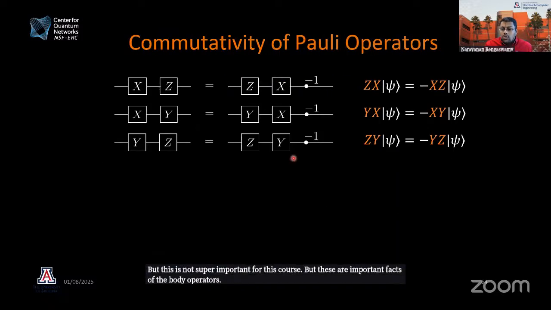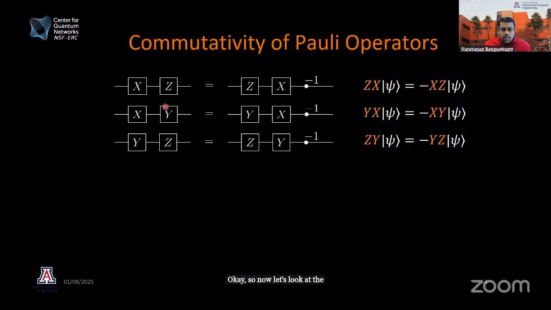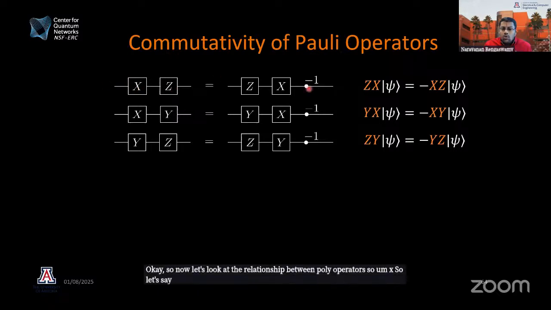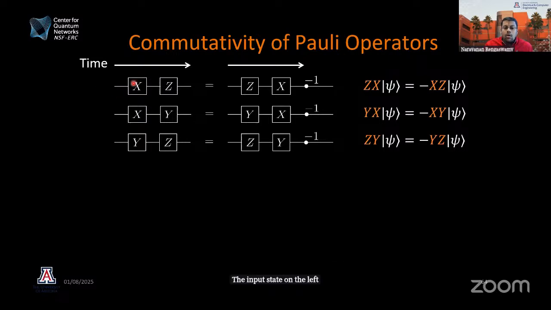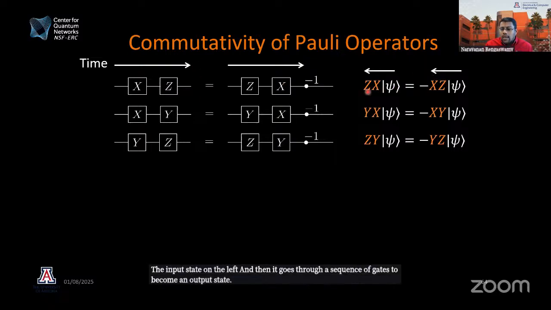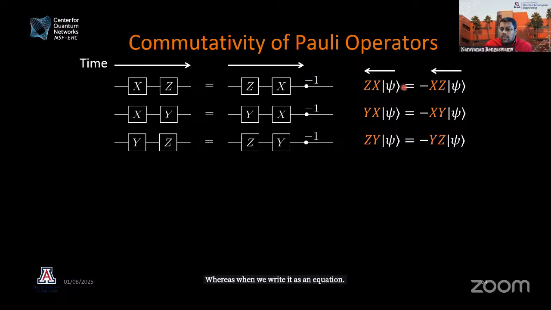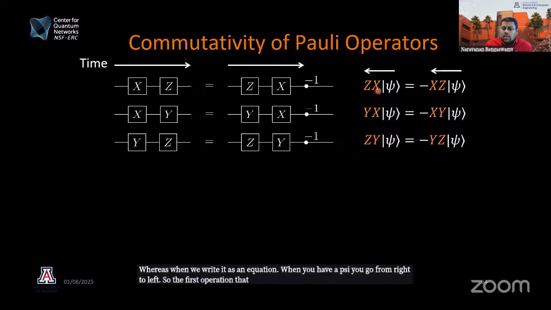Okay, so now let's look at the relationship between Pauli operators. First, this is quantum circuit notation. Time goes from left to right, which means you have the input state on the left, and then it goes through a sequence of gates to become an output state. Whereas when we write it as an equation, when you have a state psi, you go from right to left. So the first operation that's happening is X, and then the second operation is Z, just like here, when you start from the left, the first operation is X, the second operation is Z.